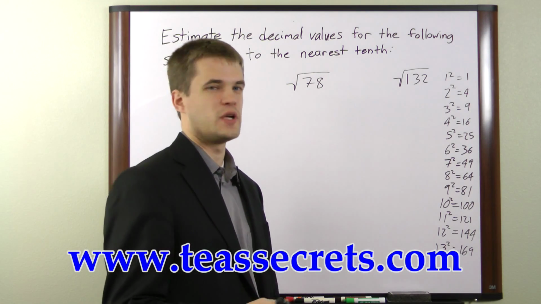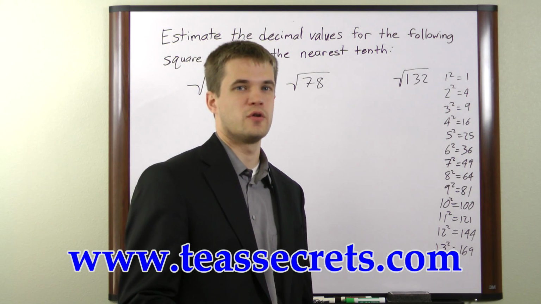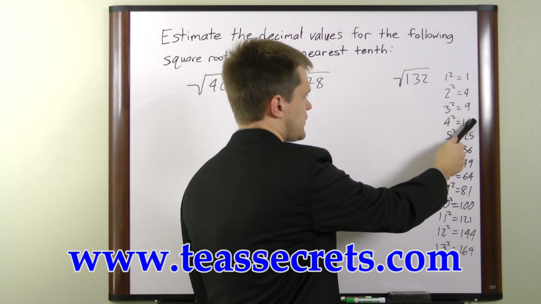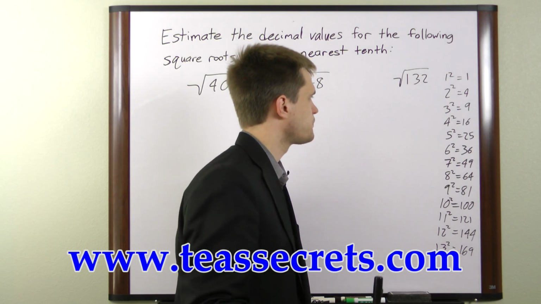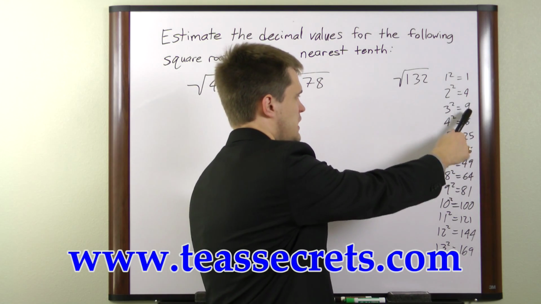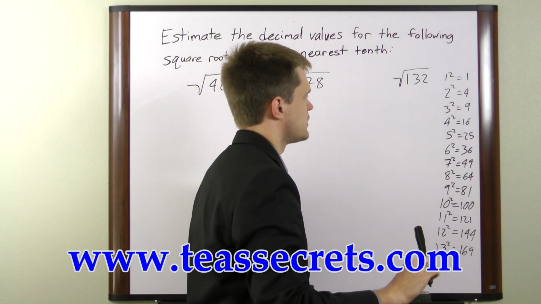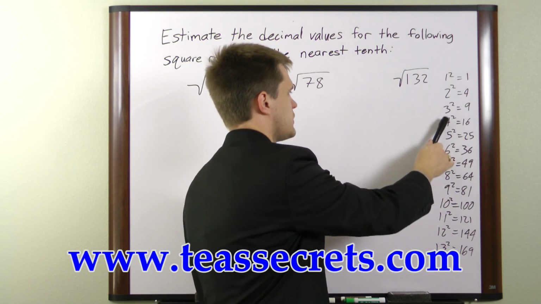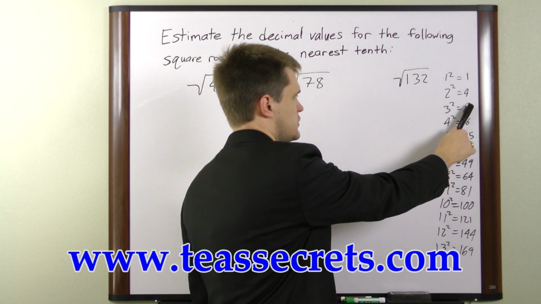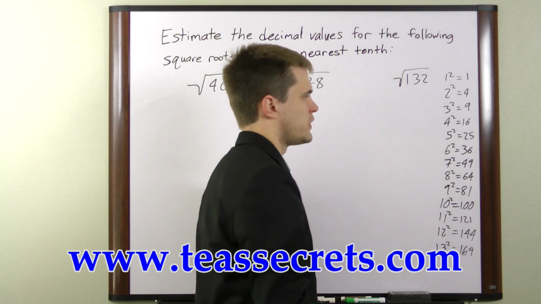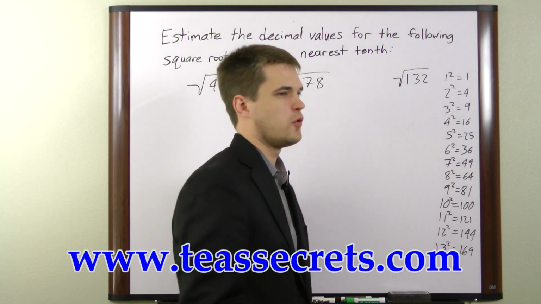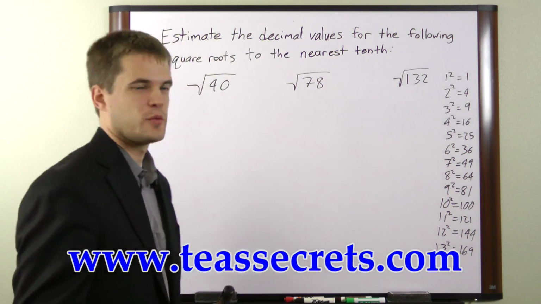So the process would be, if we're asked to find, for instance, the square root of 10, we would come over here and see which two numbers 10 is between. In this case, it's between 9 and 16. So we could say with certainty that because 10 is between 9 and 16, the square root of 10 is going to be between 3 and 4. And since 10 is closer to 9 than it is to 16, we could also say that the square root of 10 is going to be closer to 3 than it is to 4. So that's kind of what we're going to be doing here.